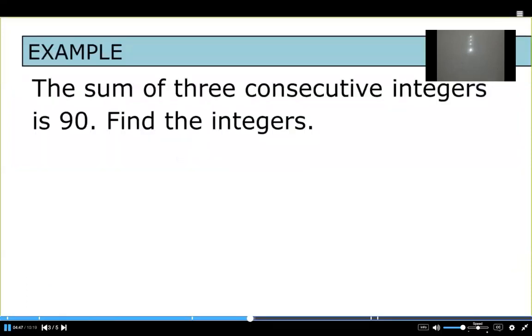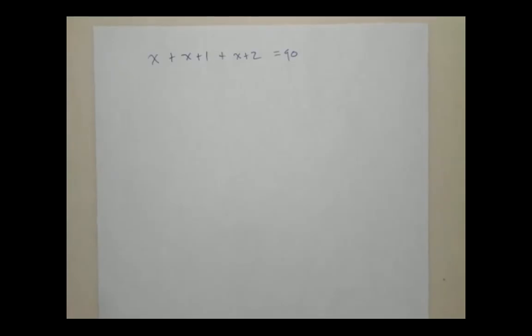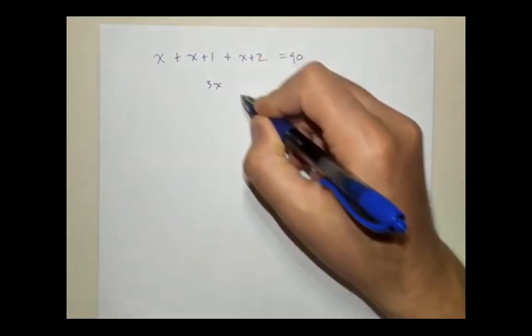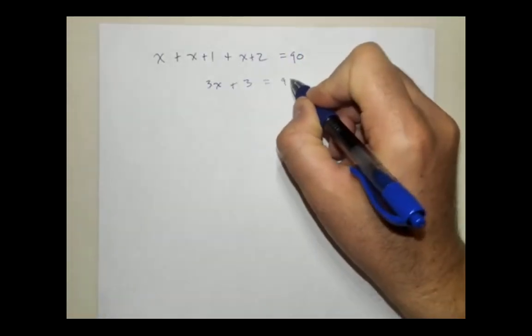Example. The sum of 3 consecutive integers is 90. Find the integers. Okay, so let's look at this one, see if we can solve it. So we have 3 consecutive integers, so let's just call the integers x, and then x plus 1, and then x plus 2. Okay, their sum is going to be 90. So here's the equation I wrote. So this is now 3x plus 3 equals 90.